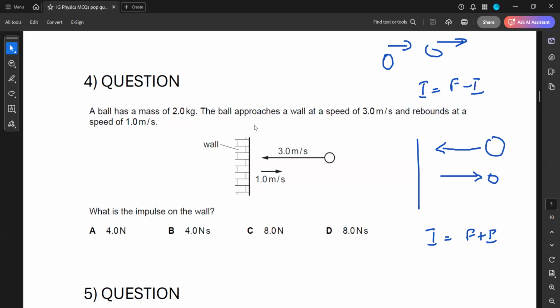So in this example, because the direction has changed, it bounced back. Momentum here will be 2 multiplied by 3, which is 6. Momentum here, 2 multiplied by 1, which is 2. Because the direction has changed, how to get the impulse? Final plus initial, so 2 plus 6. What will the impulse be? The impulse will be 8 Newton second.